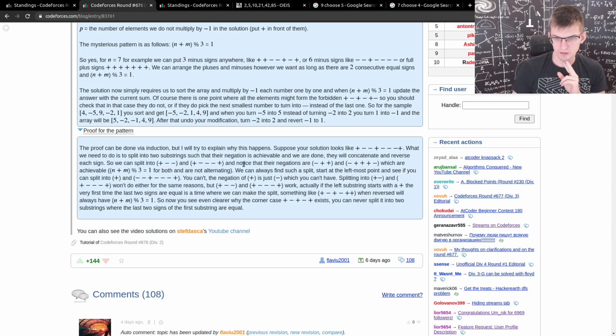You can split into that. We can always find such a split. Start at the leftmost point and see if you can split into this. You can't. Splitting into that. The very first time the last two signs are equal is a time where we can make the split. If the left substring starts with a plus, the last two signs are equal.